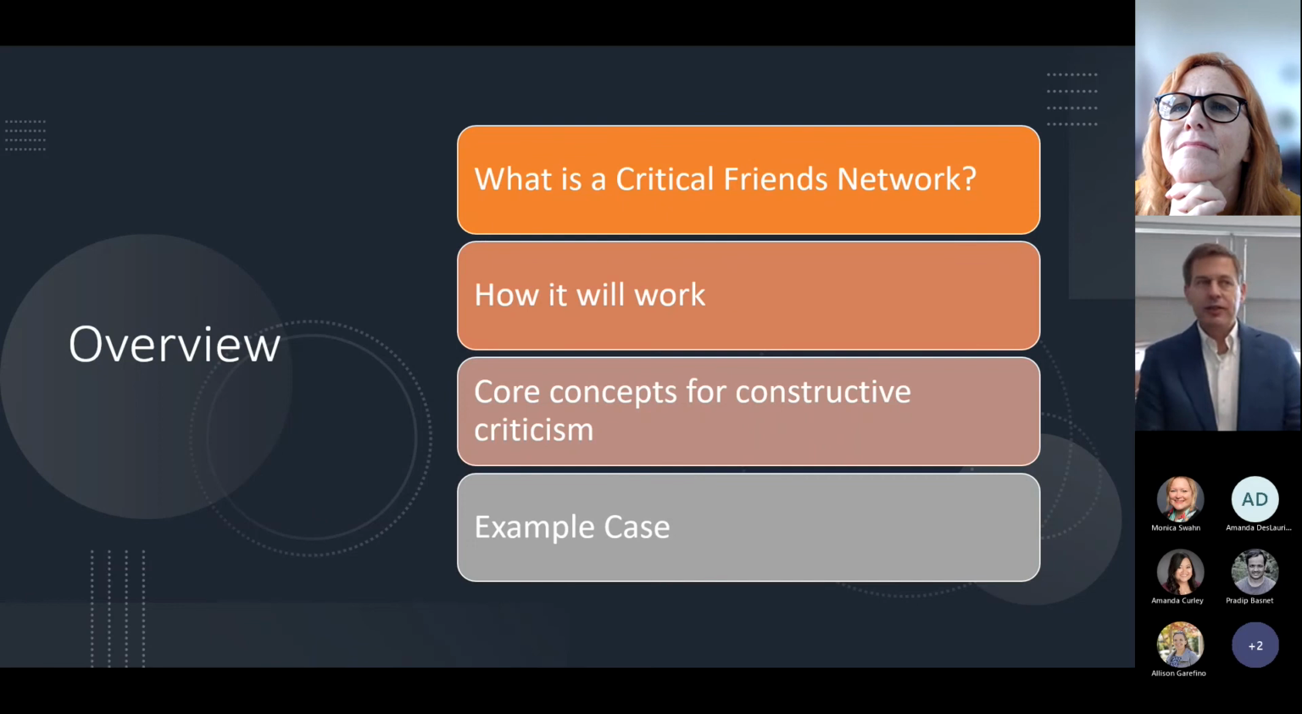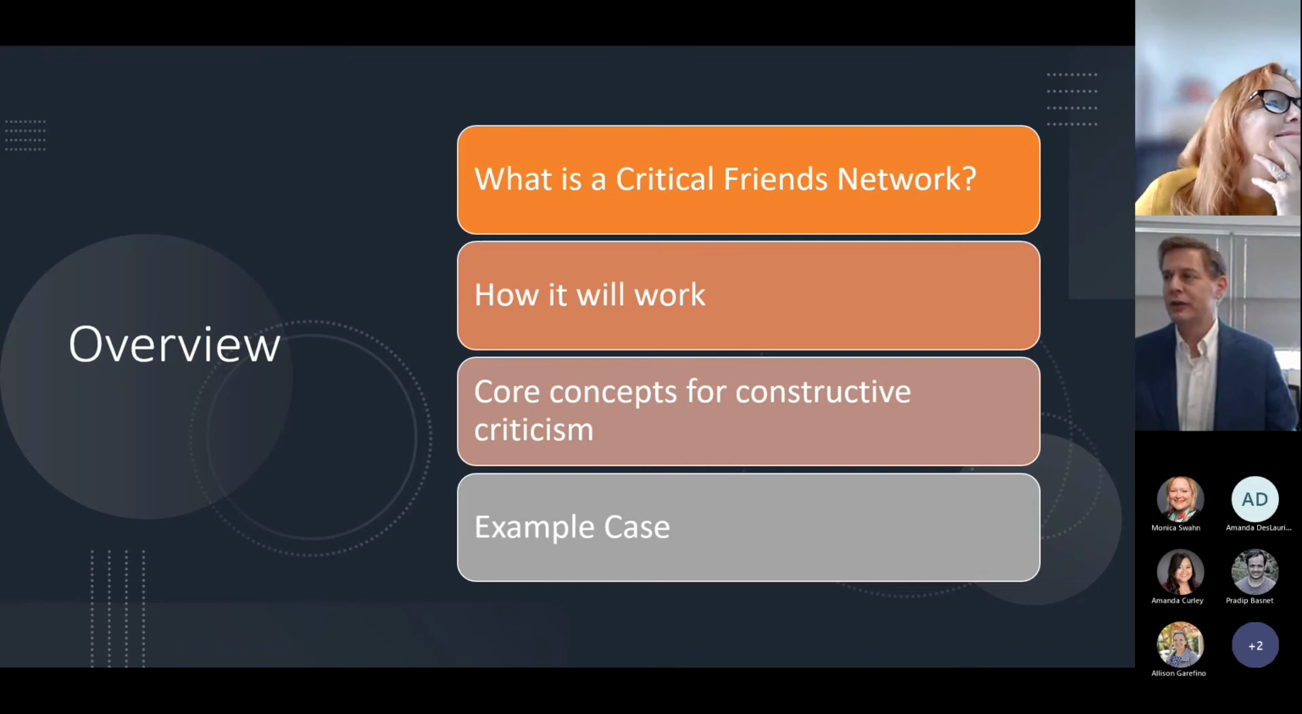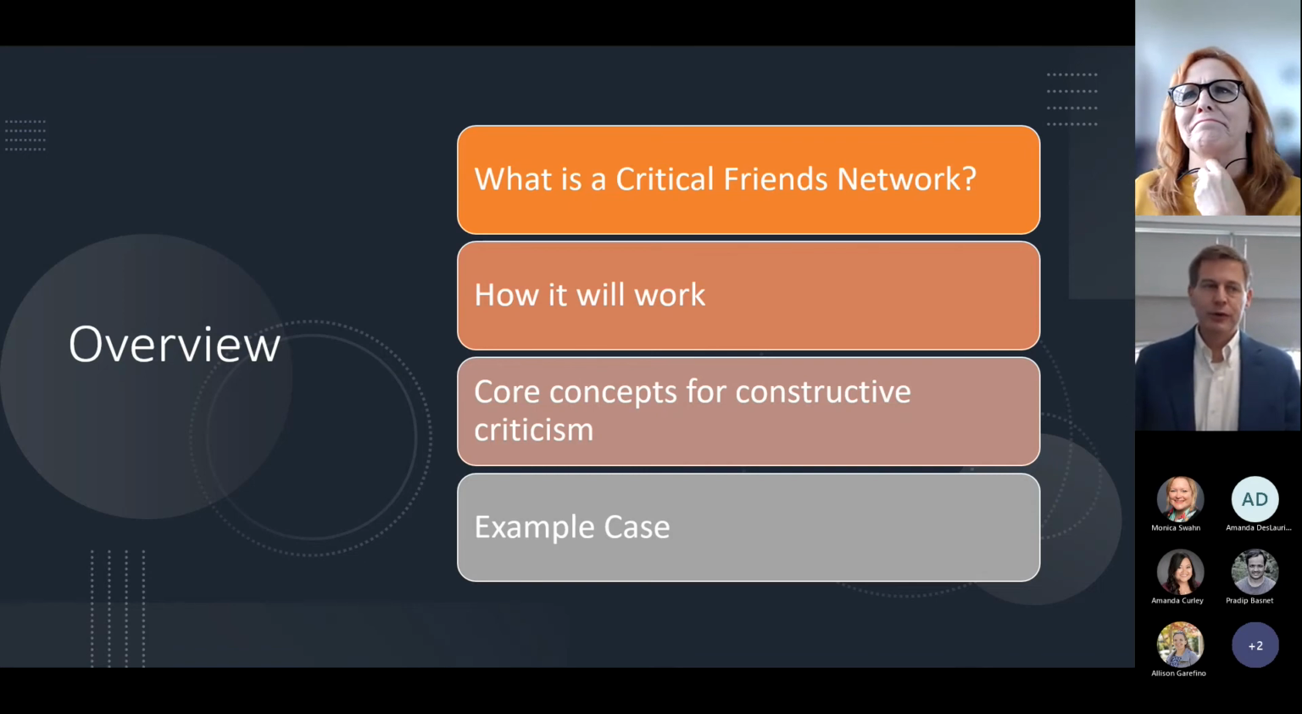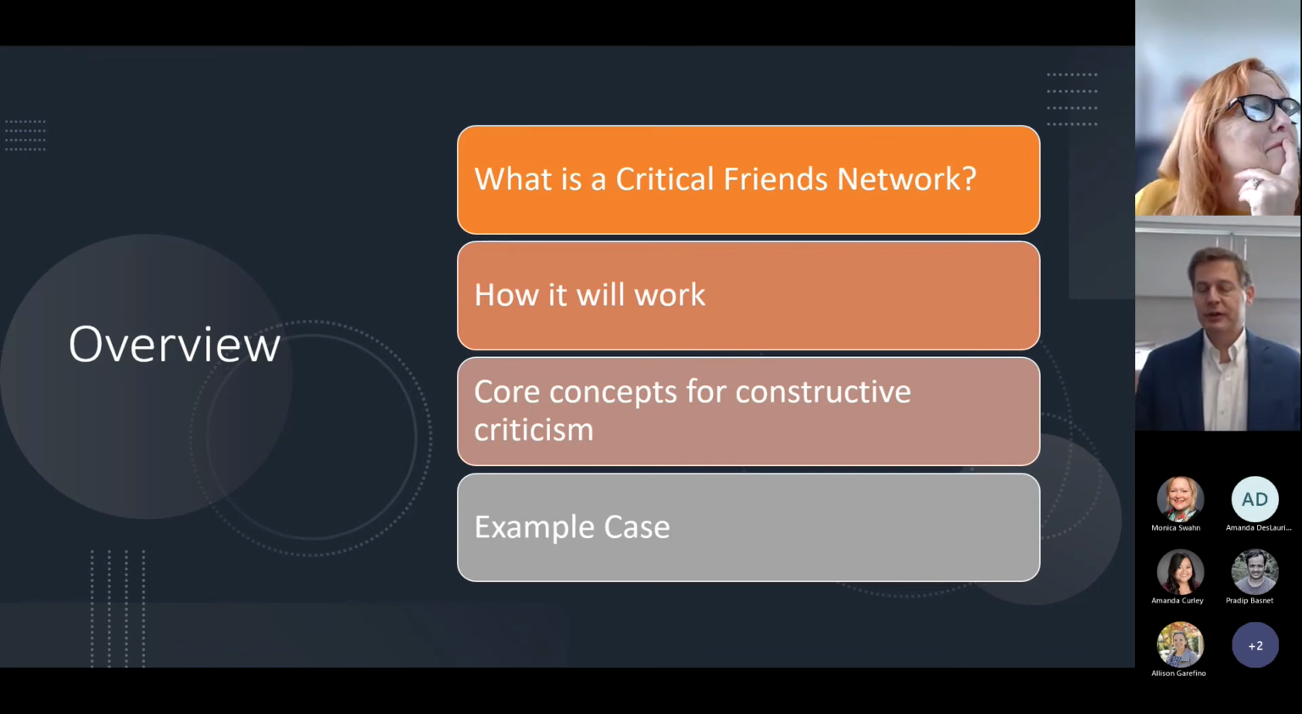So the talk today will be, I think, fairly brief. We'll talk about what is a Critical Friends Network and how it will work for us and how we'll operationalize this in Wellstar College. And then most of you are probably already really good at this, but we'll go over some core concepts for constructive criticism. What does it mean to be a critical friend? To be friendly, but also provide the feedback that we all need to improve our work. And then we'll run through a little example case related to an NIH proposal and the sort of feedback and where that feedback can fall into different categories.